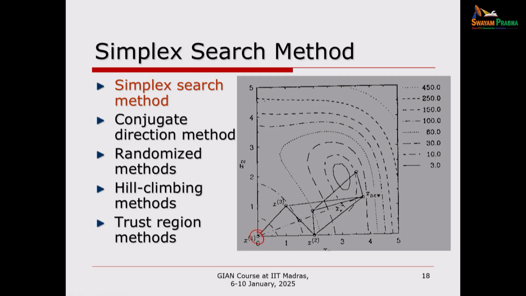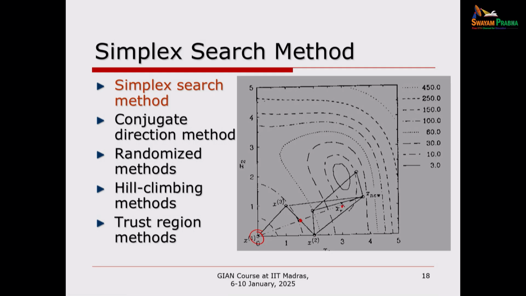So what you do is, find the centroid of the other points and reflect this point the same distance to the other side. You get XR, the reflected point. Evaluate this function at this point, compute f, and compare with these two and these three basically. If this is better than the best of the three, that means you landed up in a good place.